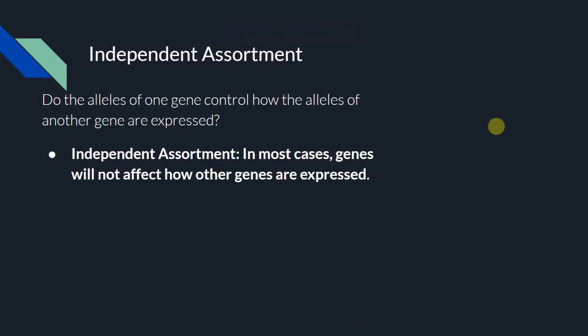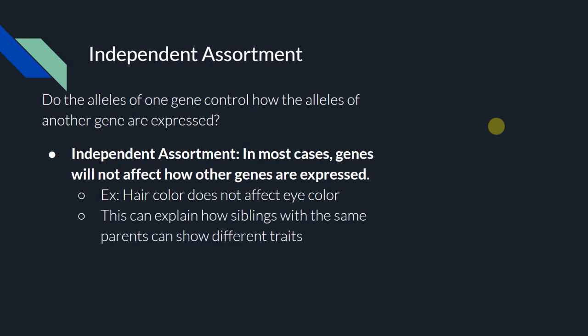This is, in most cases, genes will not affect how other genes are expressed. So when we're thinking about this, in that example, hair color would not affect your eye color. This can explain how siblings with the same parents can show different traits. So for example, me, I have brown hair and blue eyes, but my two brothers, they also have brown hair, but one of them has green eyes and the other one has brown eyes.